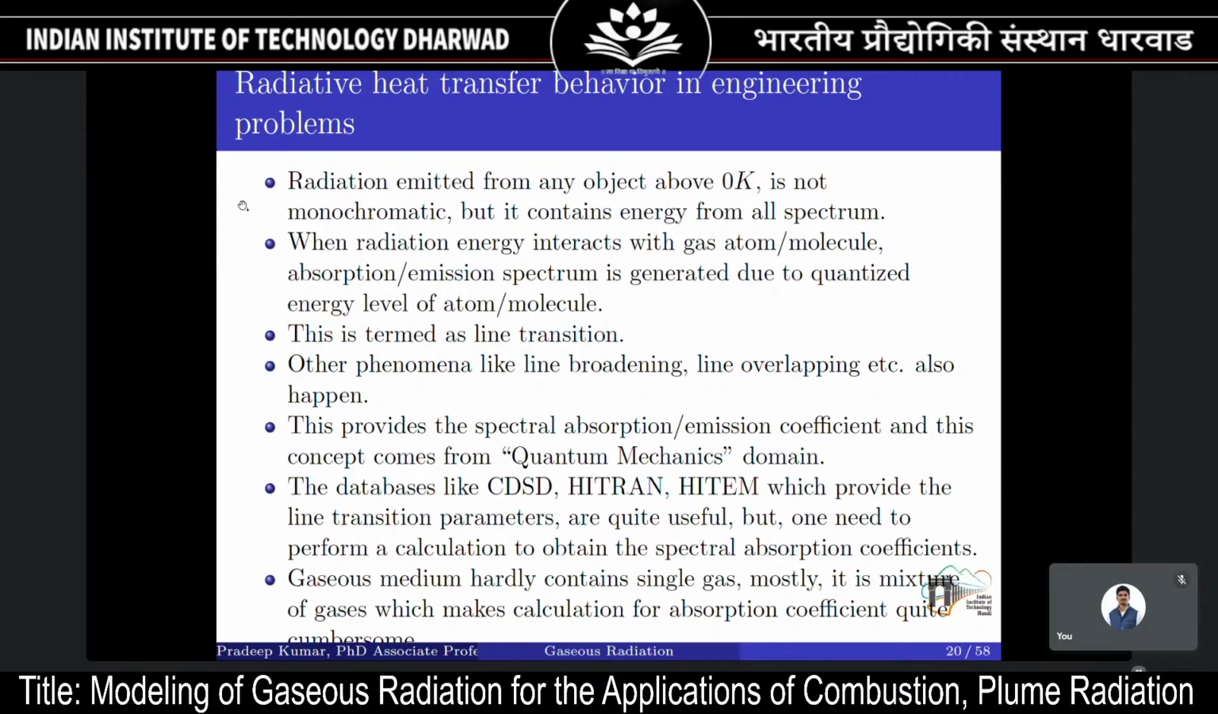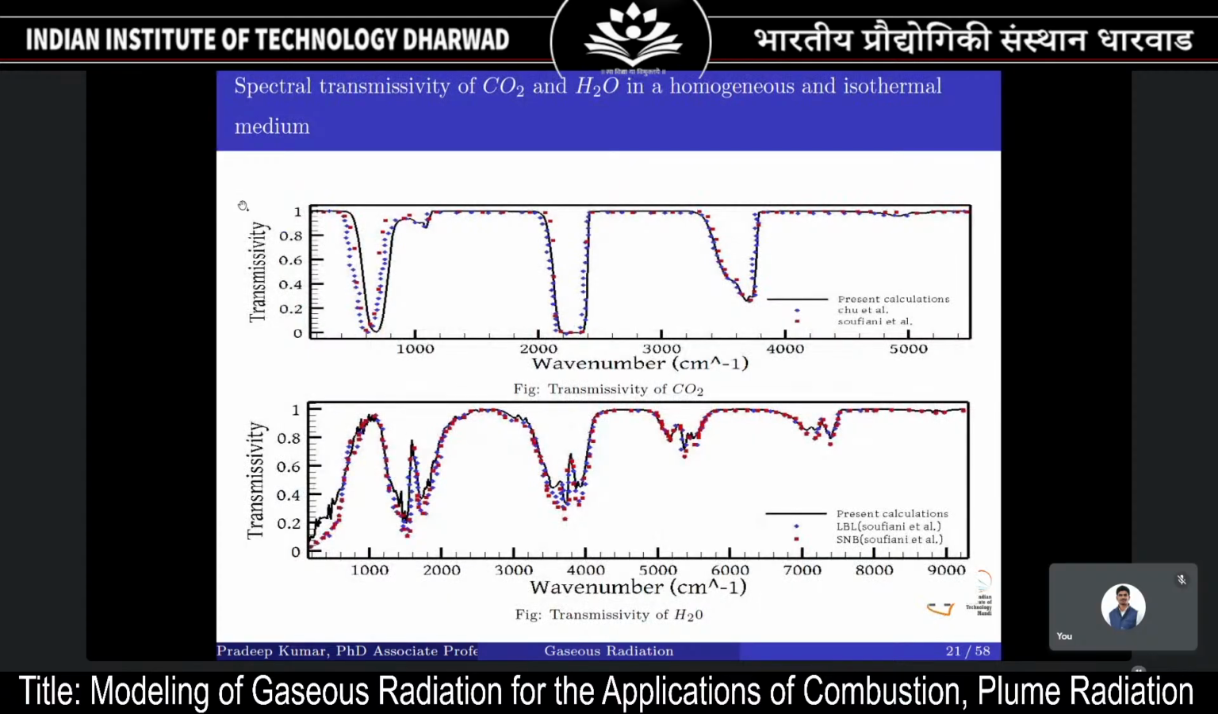But our objective is to get the spectral absorption coefficient, and you need to do some calculation for that. Also, a gas medium hardly contains a single gas. It is a mixture of gases, which makes calculation of the absorption coefficient quite cumbersome. So taking all these things into consideration, our group has started calculating the absorption coefficient, and it is related to transmissivity.